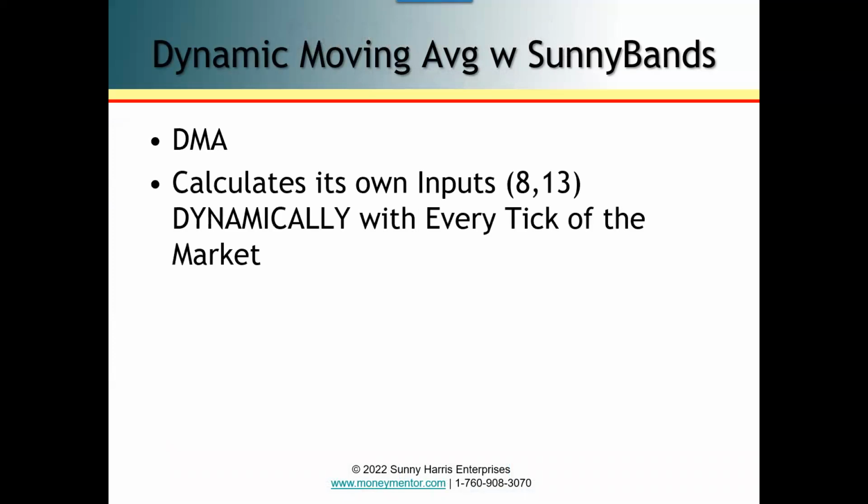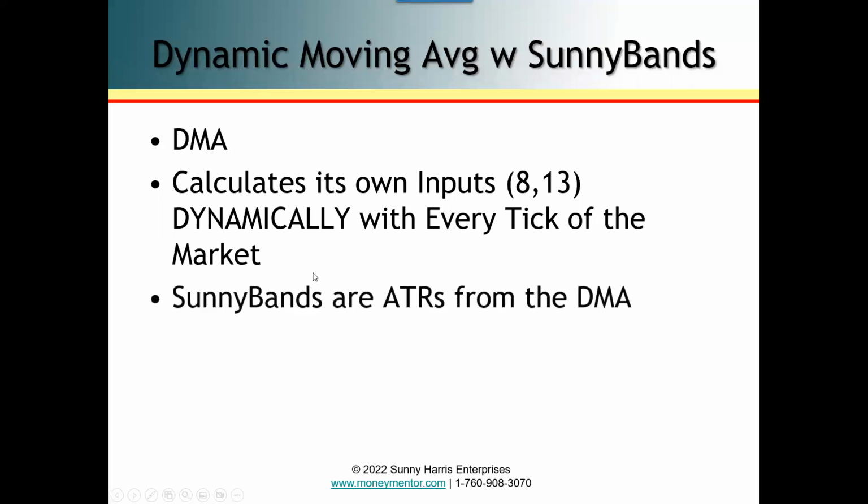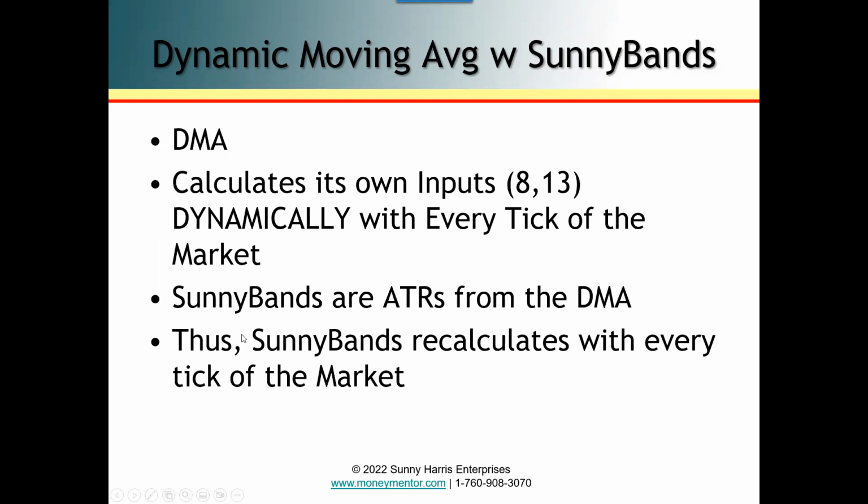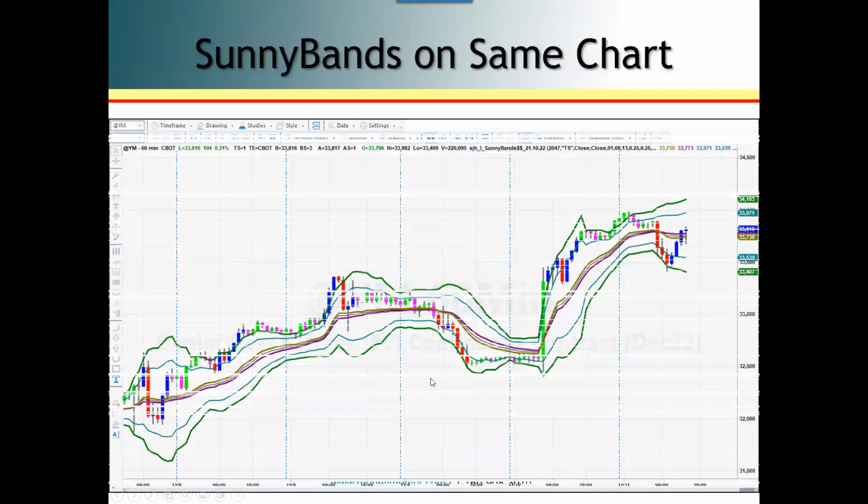And here it is with the SunnyBands. See, it calculates its own inputs dynamically with every tick of the market. And that's something nothing else does. The bands are average 2 ranges from the dynamic moving average, as I told you, and it recalculates with every tick of the market. Here we go with SunnyBands on the same chart. And you can see the difference. You can see how the dynamic moving average is moving gold, gold, gold, gold. We come down below the line and we're going short. Red above, green. Red below, green, and we go long again.